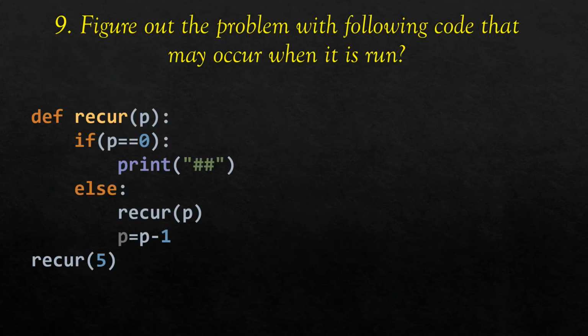Now the next question is, figure out the problem with the following code that may occur when it is run. The function is like this: def recur, it's taking one value p. If p equal to 0, then print some symbol, hash, else recur of p. That means the function recur is called recursively with the same value p. Now p is equal to p minus 1. Now recur is called with 5. Now let's see.